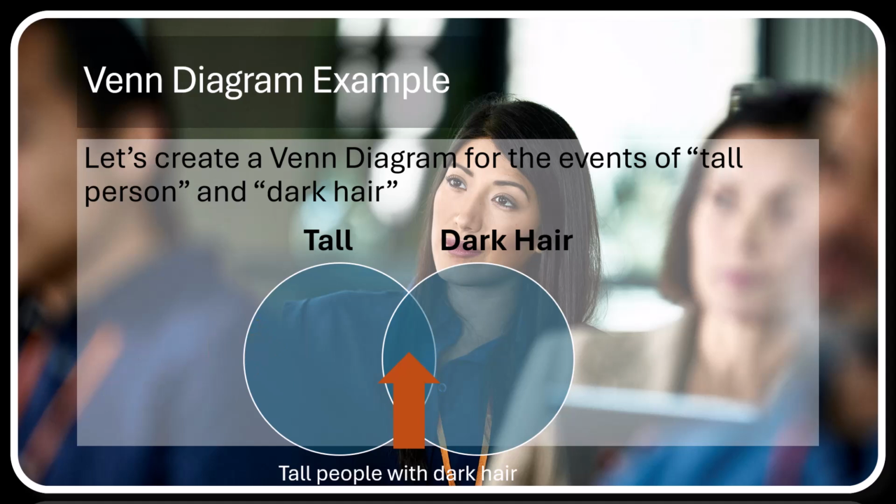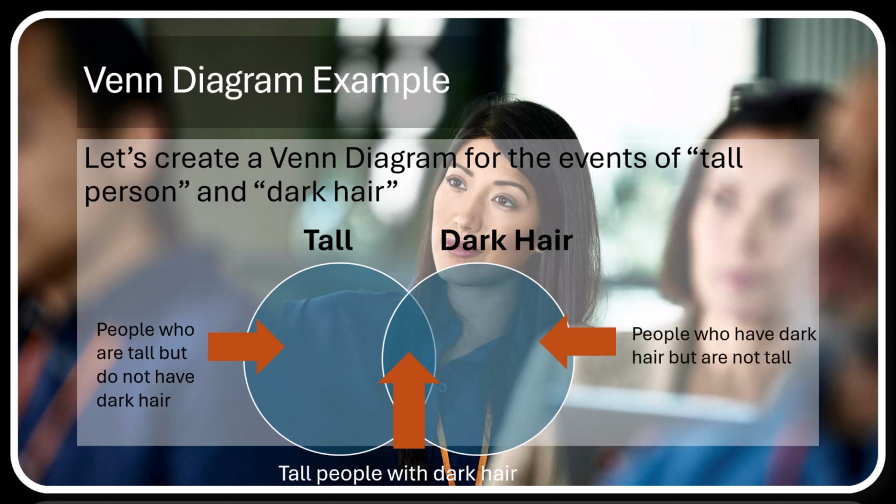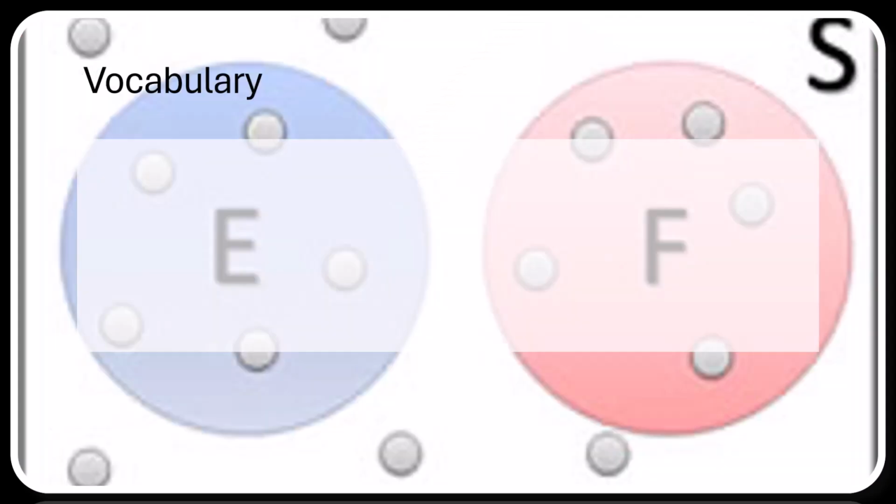In the middle, or the overlapping section, we have tall people who also have dark hair. On the left side of the left circle, in the non-overlapping portion, we have people who are tall but do not have dark hair. And in the right side of the right circle, in the non-overlapping section, we have people who have dark hair but are not tall.